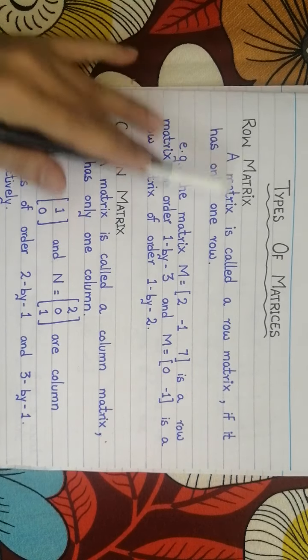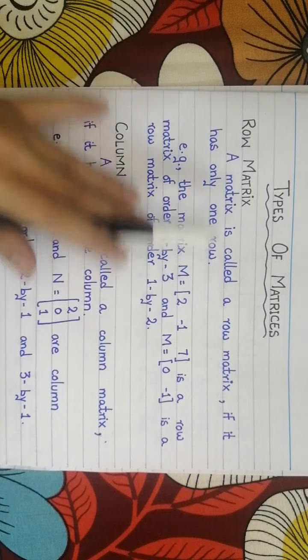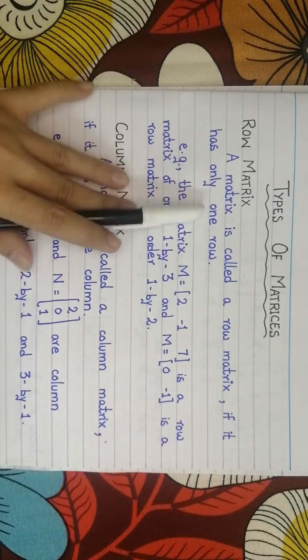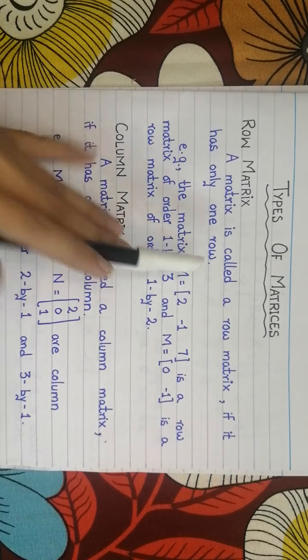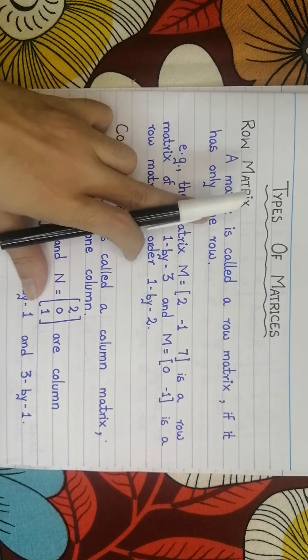First is row matrix. A matrix is called a row matrix if it has only one row. Which matrix is called row matrix? Which has only one row.